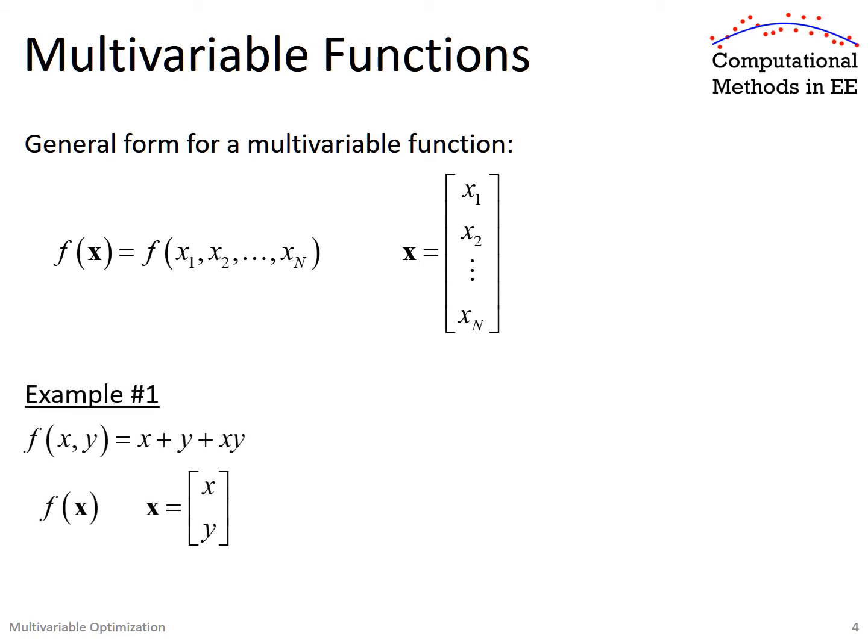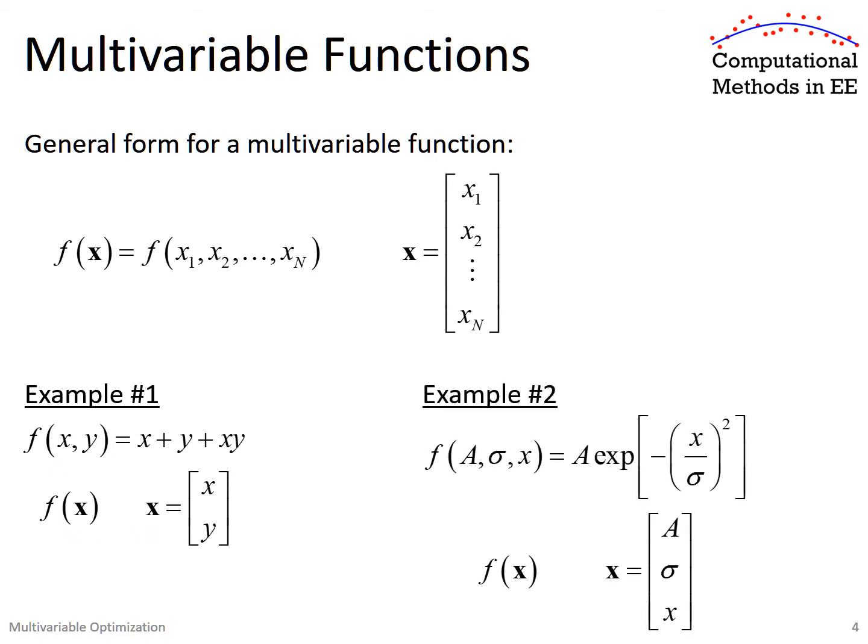Just as an example, suppose we have just a 2-variable function. We could write it as f of bold x, and inside this bold x is just x and y. This first equation is how we would normally write it, and down here is our new notation. Another example, let's break away from the xyz thing: we have a Gaussian. It has an amplitude, a standard deviation, and a value of x, and we can put all of these again in the bold x column vector and just write it as f of the bold x column vector. So let's get comfortable with that notation, because we will be using it.